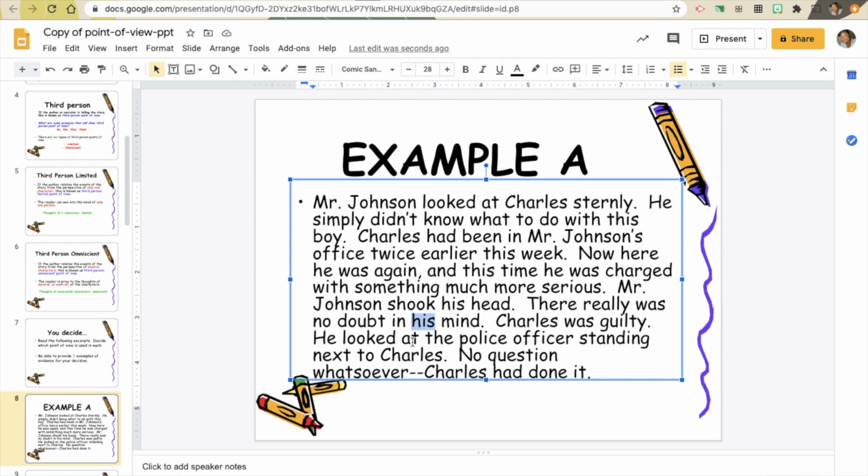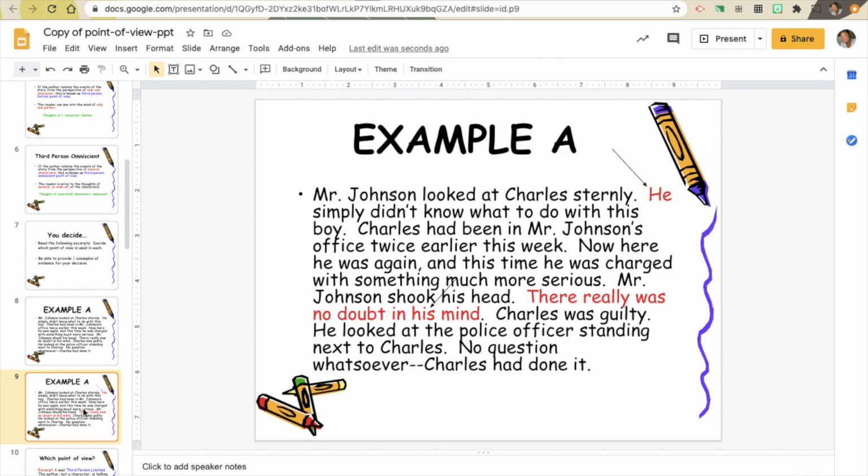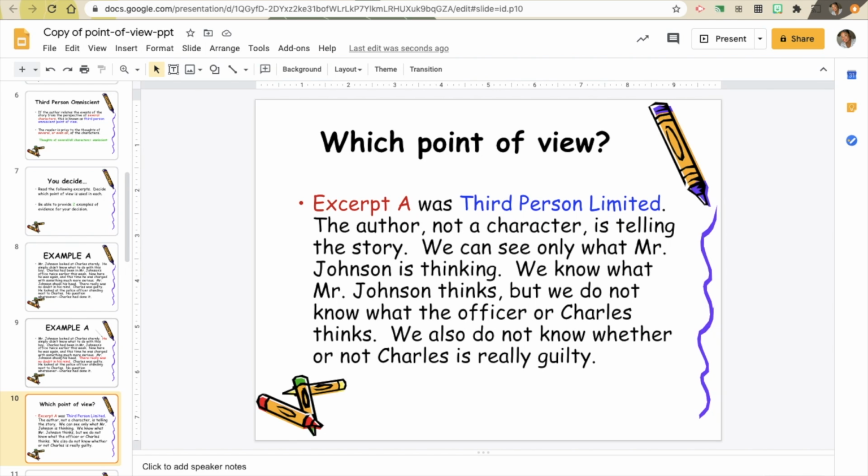All right. Now, is this third person point of view, limited, or third person point of view, omniscient? As I mentioned, we have he everywhere in this passage. We also have his. So we're not really looking in the mind of Charles. We're looking more in the mind of Mr. Johnson. Mr. Johnson was not happy. Therefore, this point of view for this excerpt is third person limited. The author is not a character telling the story because it's not in first person point of view.